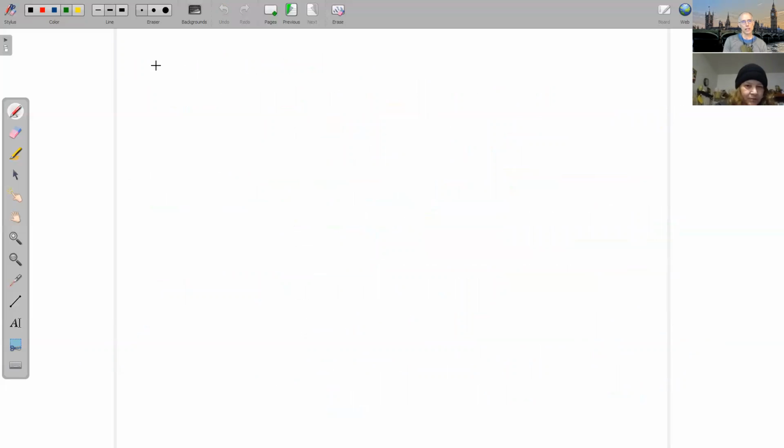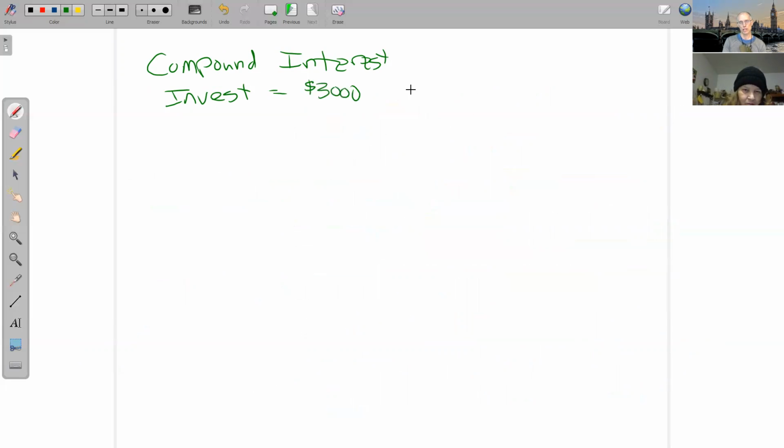So let's look at compound interest. Where we're going to invest $3,000 at an annual percentage rate, APR, of, let's go with 4.5%. Okay. So the investment, that's my P. The APR, that's my R. And then the other thing I'd have to say is how often do I collect interest? And let's do monthly compounding.